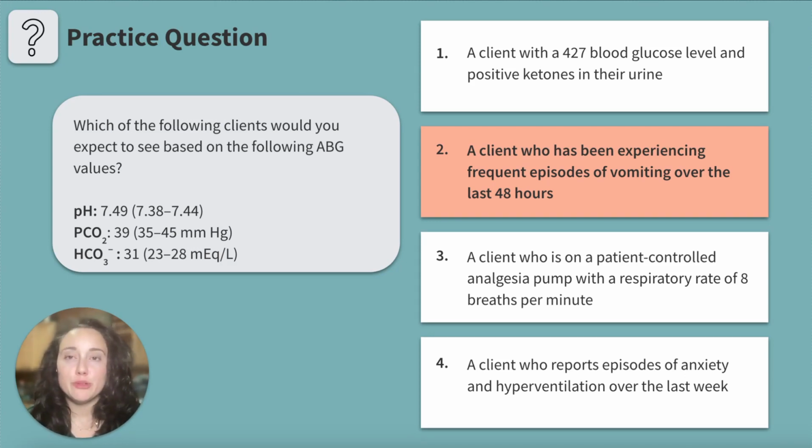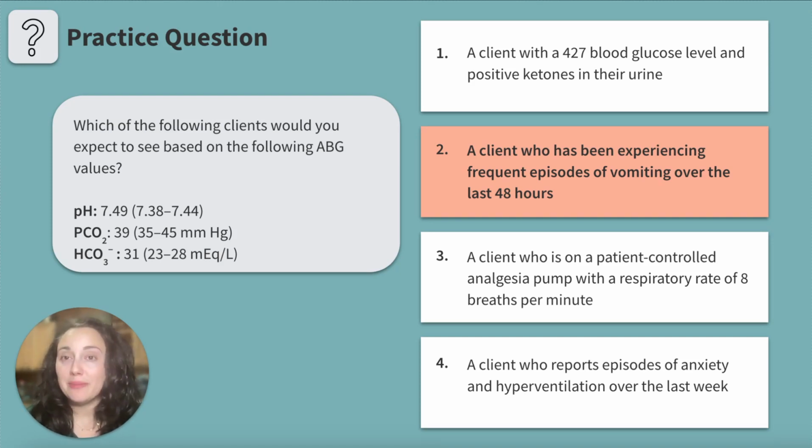First up, option 1, a client with a blood glucose of 427 milligrams per deciliter and positive ketones in their urine. Any guesses, friends? The hints here are a high blood glucose level and the ketones. Do these two together ring a bell for you? This is a possible client with ketoacidosis, which the name is a giveaway. So now we know this client is an acidotic client, but is this respiratory or metabolic acidosis? Metabolic, yes, because of the kidney involvement.